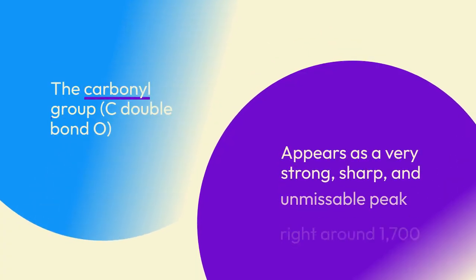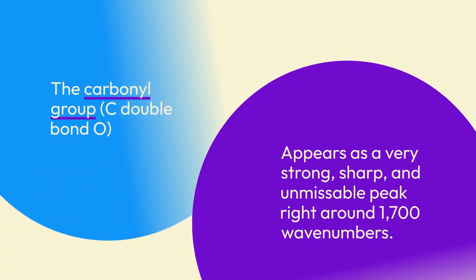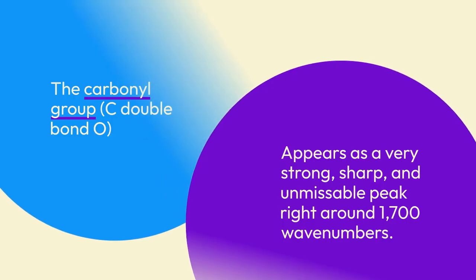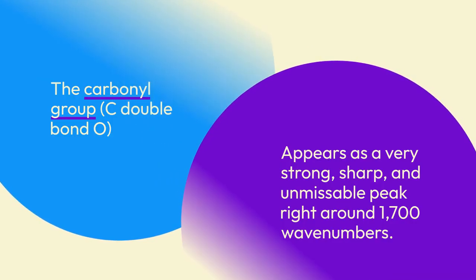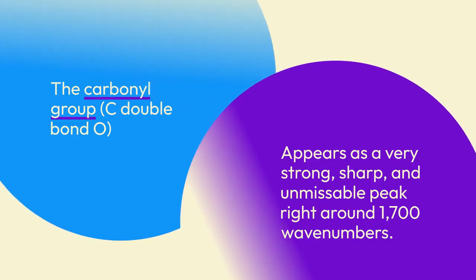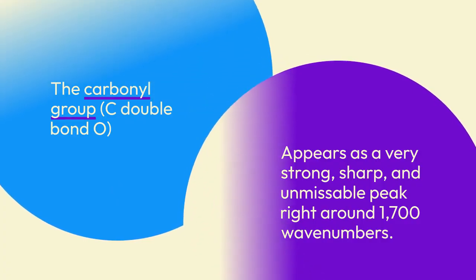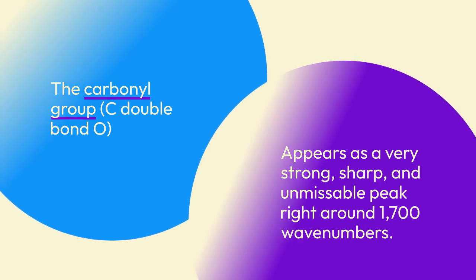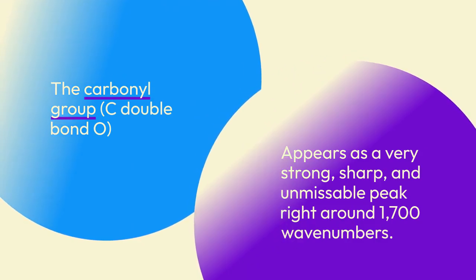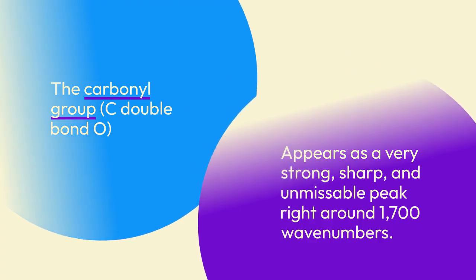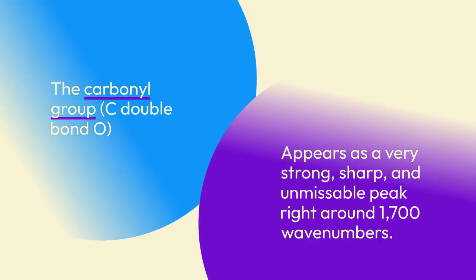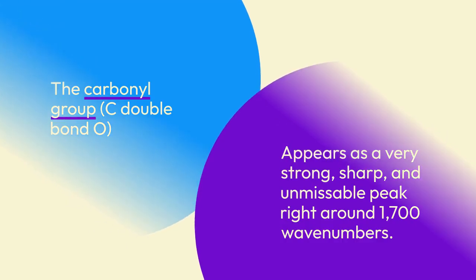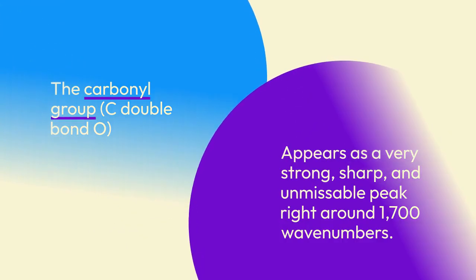First, the superstar of the IR spectrum is the carbonyl group, the C=O. This appears as a very strong, sharp, and unmissable peak right around 1700 wave numbers. If you are comparing a compound with a carbonyl, like a ketone, to one without, like an alcohol, this peak is your definitive clue. The ketone will have that huge peak at 1700, while the alcohol will not.